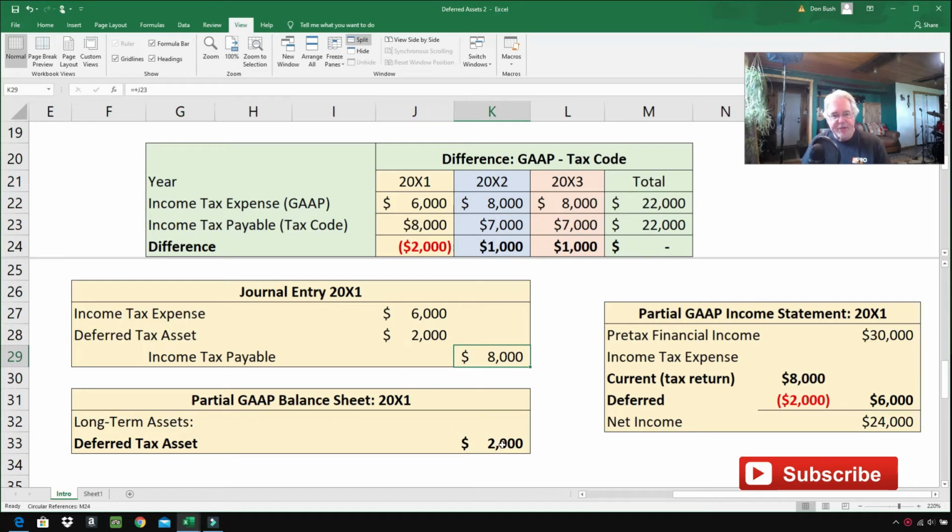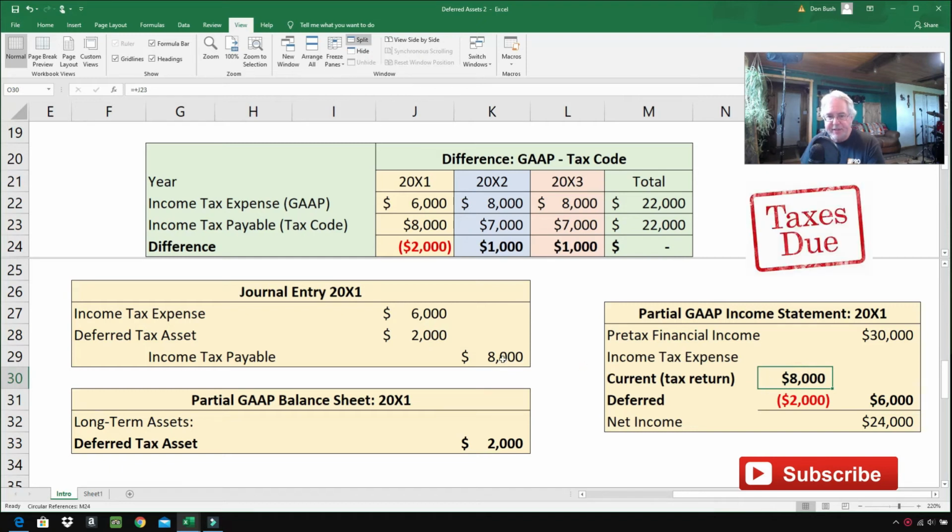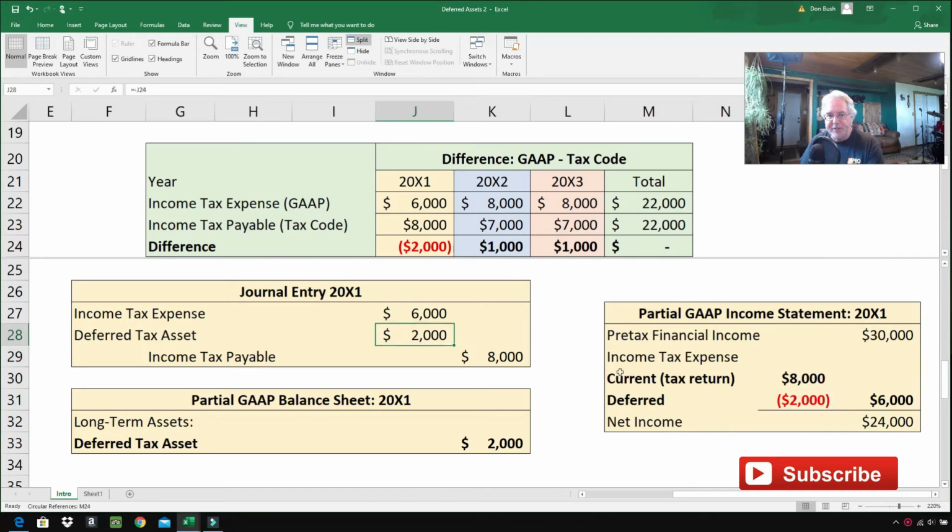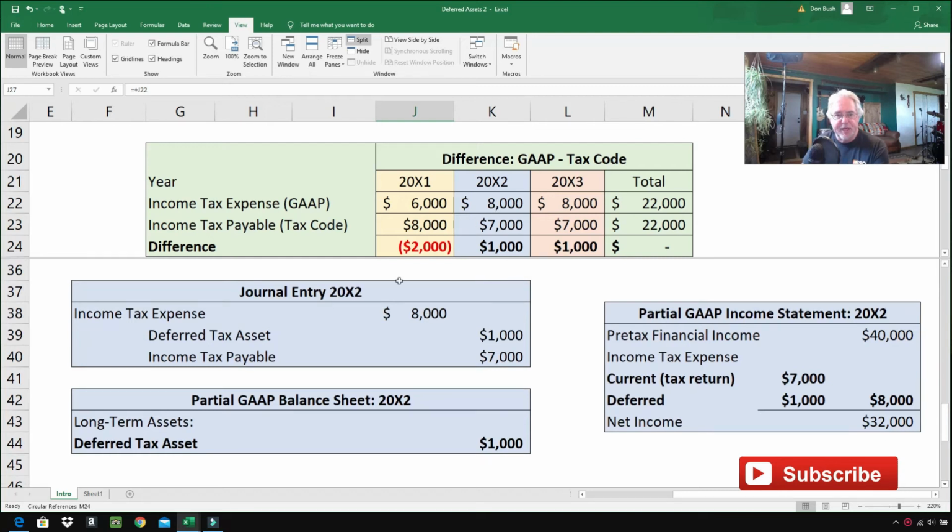Coming down to the GAAP balance sheet, the deferred tax asset is $2,000. We get it right off the journal entry. And coming over here to the income statement, the income tax expense here, currently we owe the IRS $8,000 and we get it off that journal entry. What is being deferred is $2,000, and so the income tax expense nets out at $6,000, which is what we want.